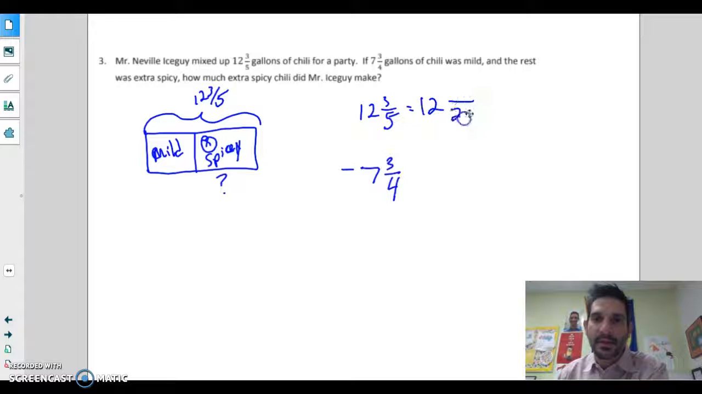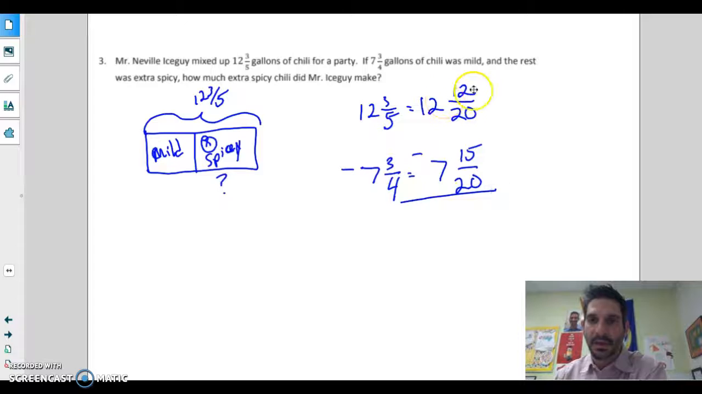The common denominator is going to be 20, and this is going to be minus 7 and 20. Times it by 4, I get 20. Times it by 3, I get 12. Again, I'm doing this a little fast, but it's the same stuff. This is 15. Can't do 12 minus 15, so that's going to be 11.